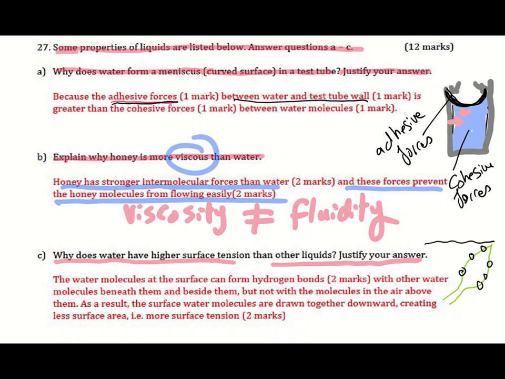This is because the water molecules at the surface form hydrogen bonds with other water molecules beneath them and beside them. Suppose you have a water molecule in the middle. It is going to attract other water molecules around it with the hydrogen bonding, as we have discussed. As a result, the surface water molecules are drawn inward or downward, creating less surface area, which means more surface tension.